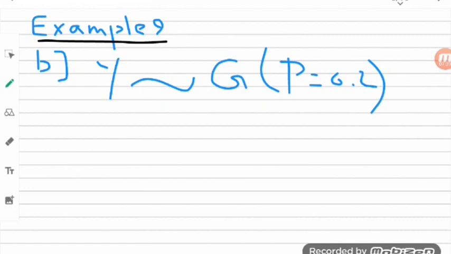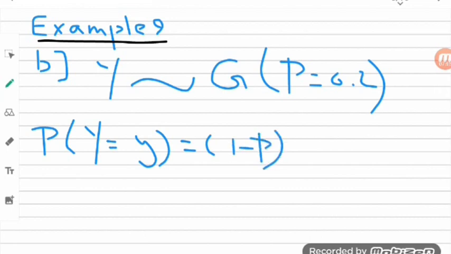So we need to revise the formula. We need to return back to the formula of the probability mass function of the geometric distribution, which is given by the probability of y equal y is represented by 1 minus p, which can be substituted here by 0.8, to the power y minus 1, times the probability of success.